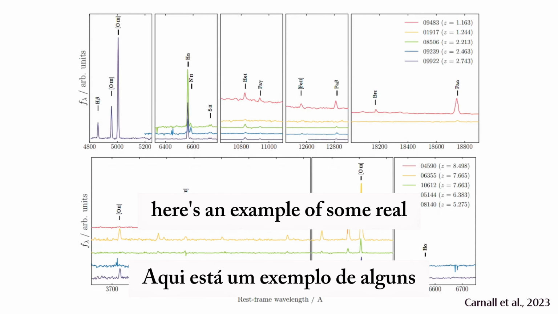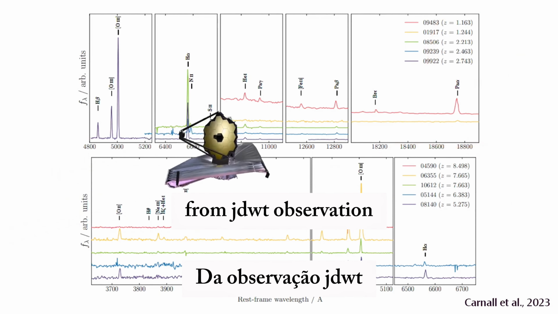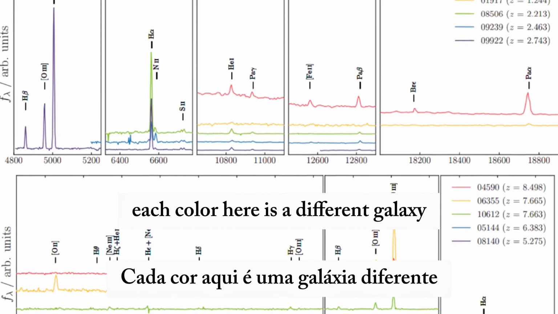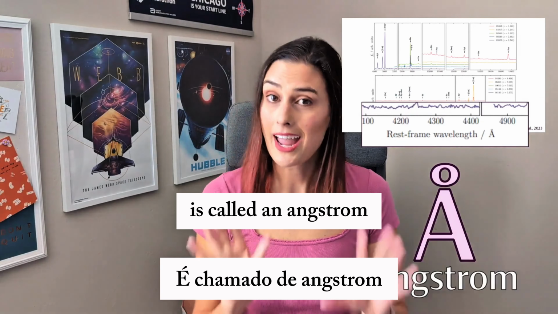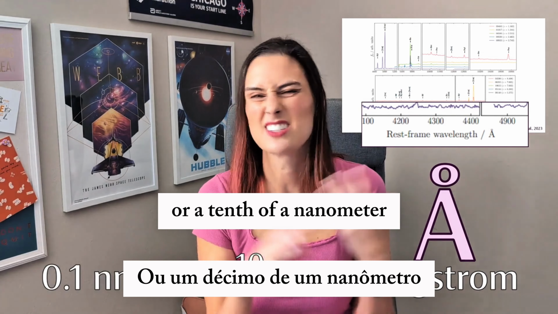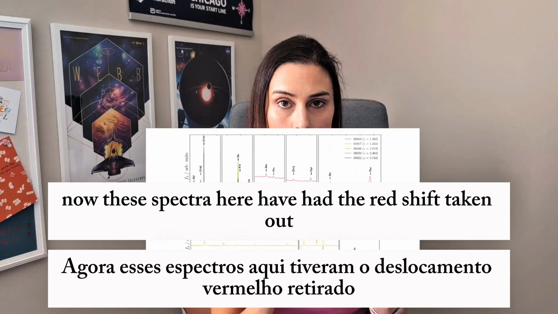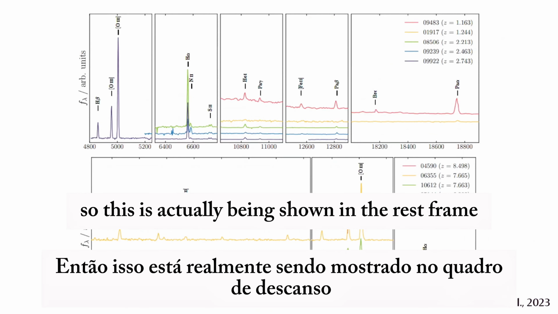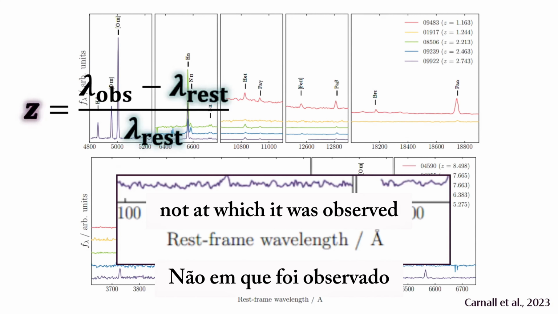Here's an example of some real spectroscopic redshifts that are done on some high redshift galaxies from JWST observation. Each color here is a different galaxy. Quick note, this unit here, the little A with a circle on top, is called an angstrom, and it's equal to 10 to the minus 10 meters, or a tenth of a nanometer, and you'll see this come up a lot in spectra. Now these spectra here have had the redshift taken out, so to speak. So this is actually being shown in the rest frame wavelength, that is the wavelength at which it was emitted, not at which it was observed.